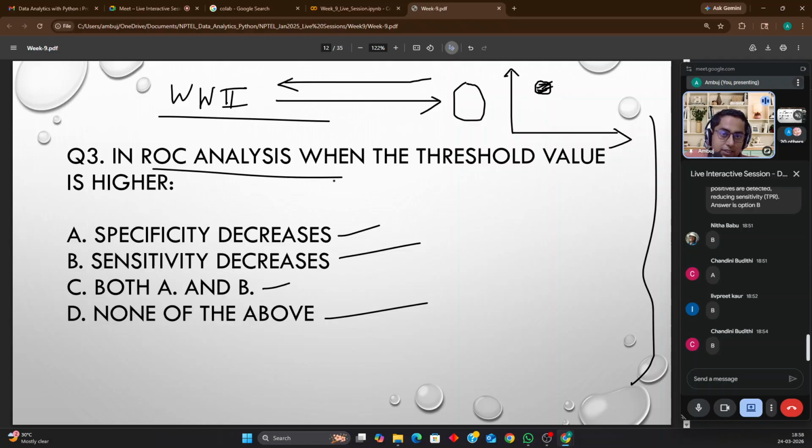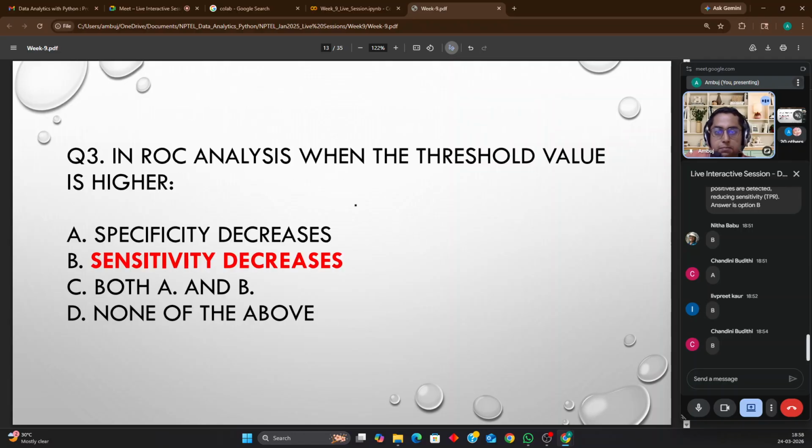That is correct. So in ROC analysis, when the threshold value is higher, what happens? Only option B is correct: sensitivity decreases. Specificity does not decrease. Only one would be correct. Both cannot decrease or increase simultaneously. One will increase, then the other will decrease.